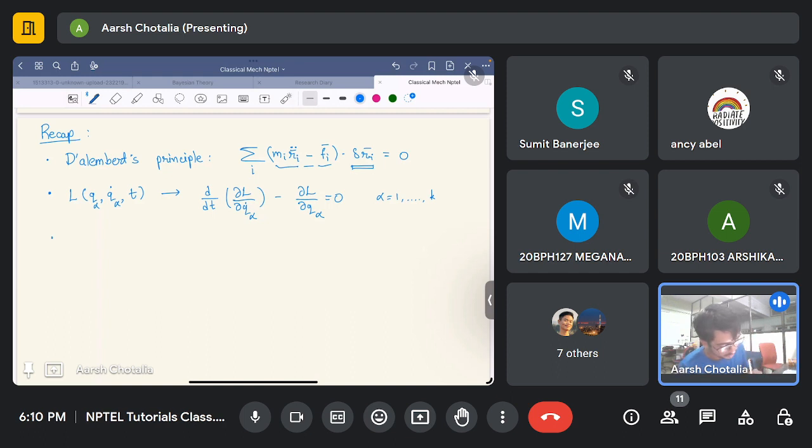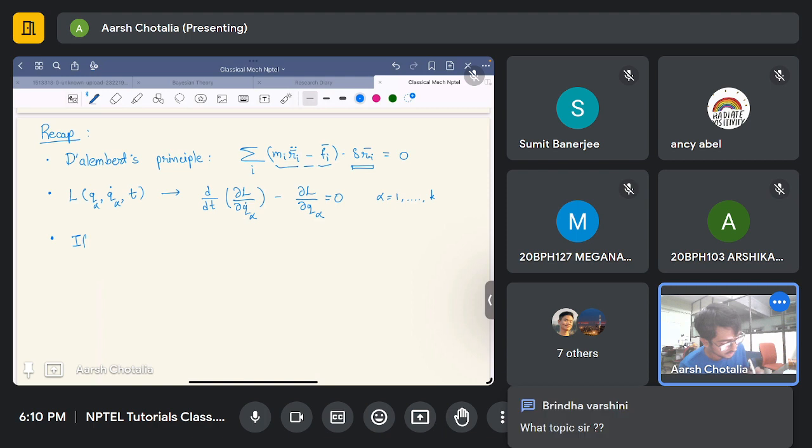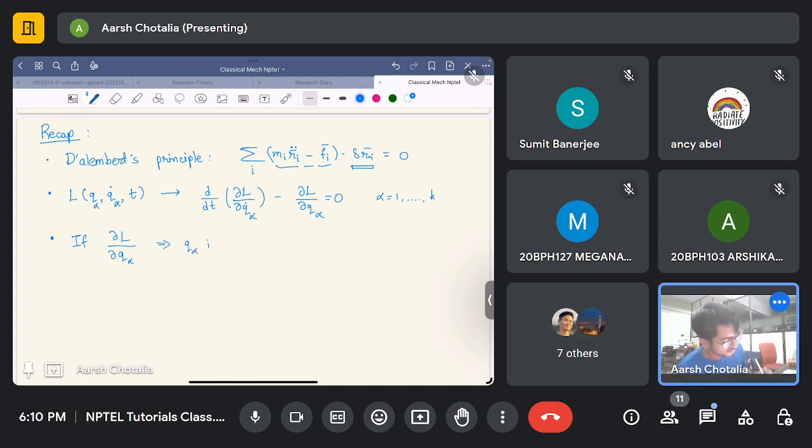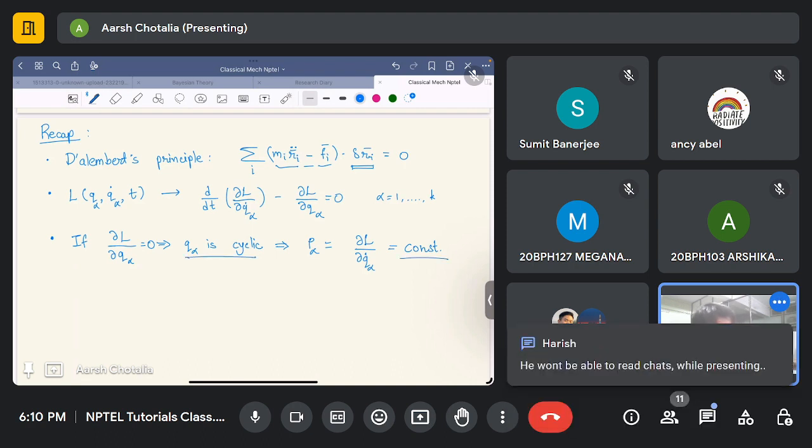One very important thing we noticed was if L does not depend on some q alpha, if del L by del q alpha is 0, then we call q alpha cyclic, and it means that the conjugate momentum corresponding to q alpha, which is defined as del L by del q alpha dot, is, sorry, not 0, it's conserved, constant. So for every cyclic coordinate, you have one constant of motion.